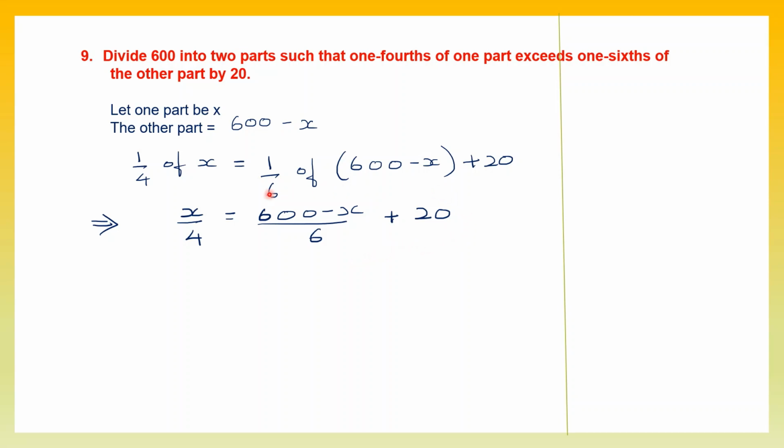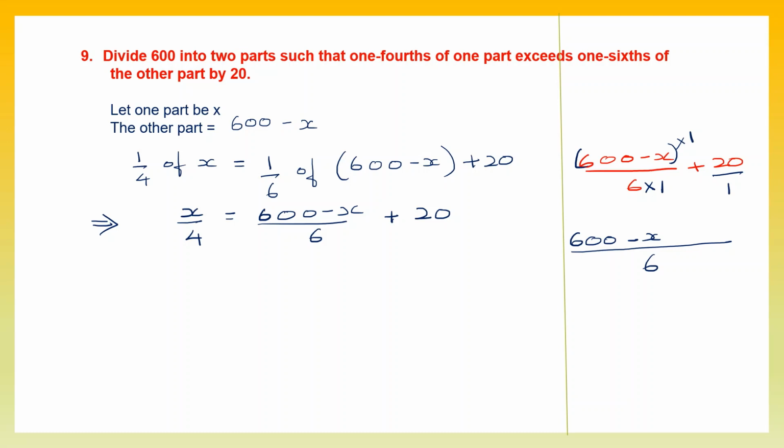So let's work out the right hand side first. Let's do that in the working column. So we have (600 minus x) by 6 plus 20. So this one will give it a denominator 1. So our LCM here will be 6. So 6 into 1 is 6. So we multiply the whole numerator by 1, so we'll get back the same thing. So that is 600 minus x.